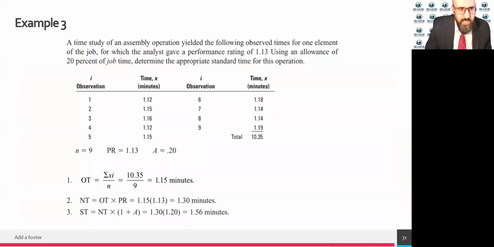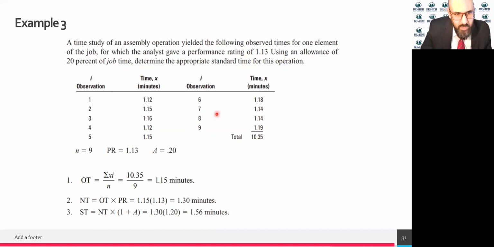All right, now let's take a look at how we could calculate the observed time based on this case study. Example 3: a time study of an assembly operation yields the following observed times for one element. Remember, this is just one element of the job. This is important because when we do the allowance, we need to know exactly whether we are talking about the whole process or just one element, one step. So they're talking about one element, which gives a performance rating of 1.13, using an allowance of 20% of job time. Determine the appropriate standard time for this operation.